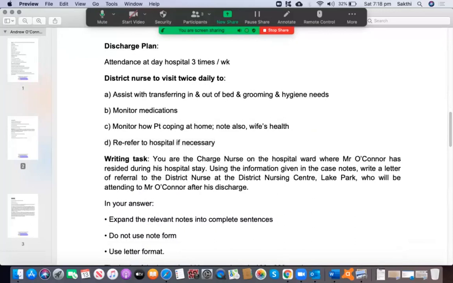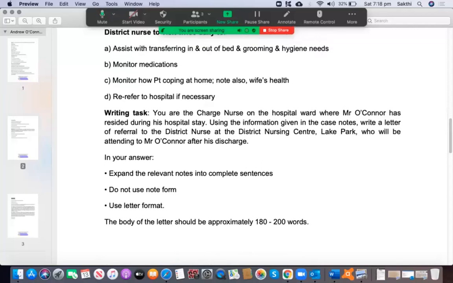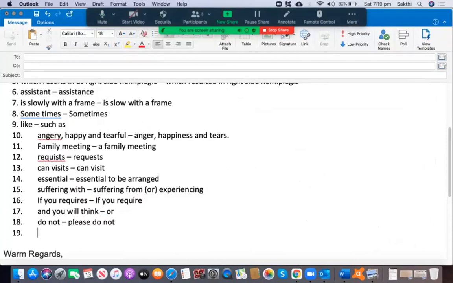Re-refer to hospital if necessary. Try not to use the same words like re-refer. You can say refer to the hospital again, or readmission. I mean, you can say refer back. You don't need to use re-refer once again. Try to use at least some synonyms, okay? At least the ones that you can make up. So I believe you have included all the relevant case notes, which is good. I'm very happy with that.